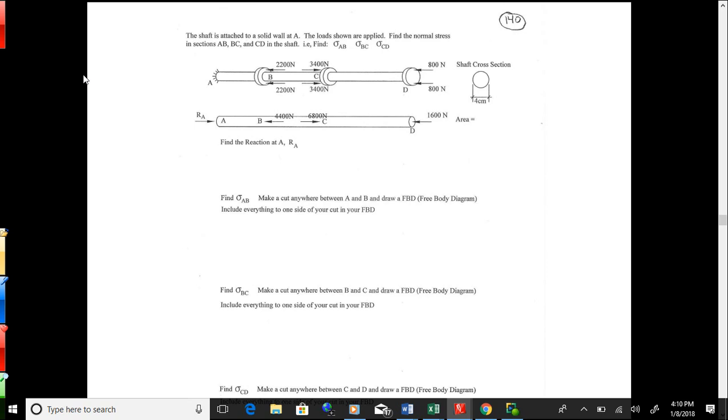Are we good? 140 there? 140. How about for the stapled handout? 140 for the stapled. Is it? Okay, so we got it. Great, thanks.